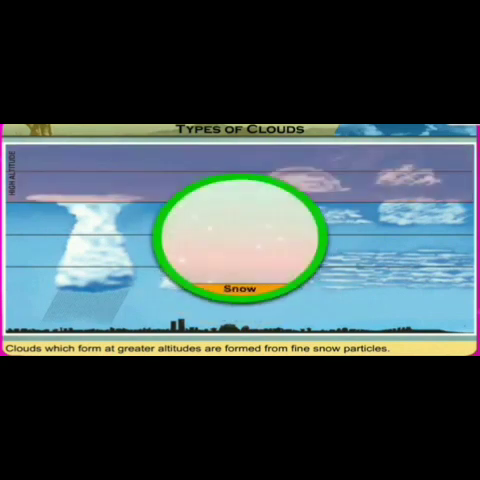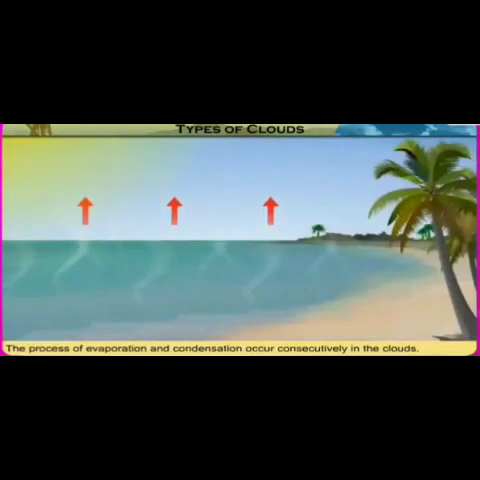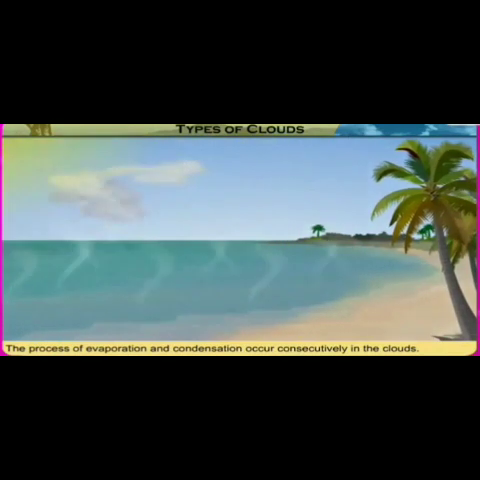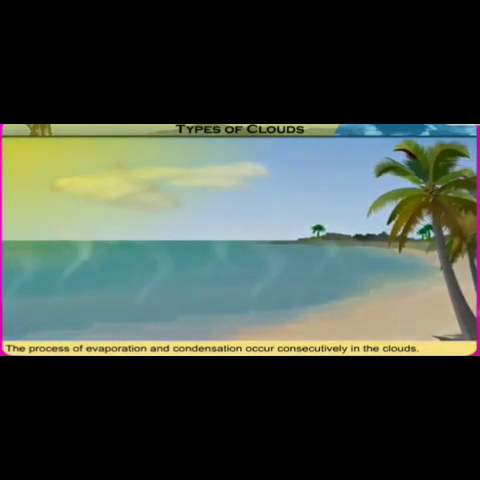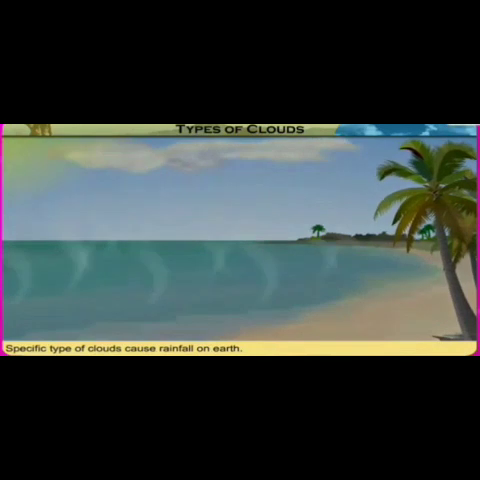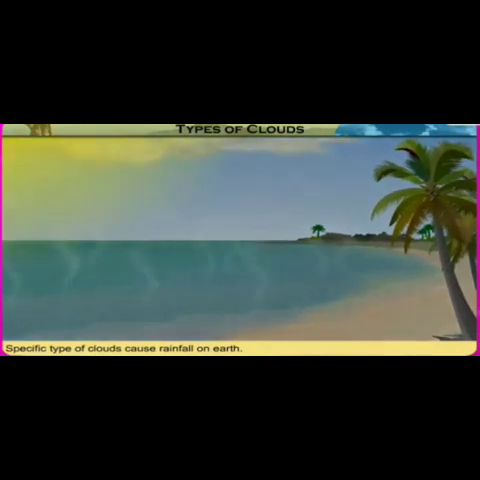Clouds which form at greater altitudes are formed from very fine snow particles. Means the clouds which are at the highest level are made up of fine snow particles. What they are made up of, children? Fine snow particles. The process of evaporation and condensation occurs consecutively in the clouds. Specific type of clouds cause rainfall on the earth. Means what happens? The process of evaporation and condensation goes on continuously.